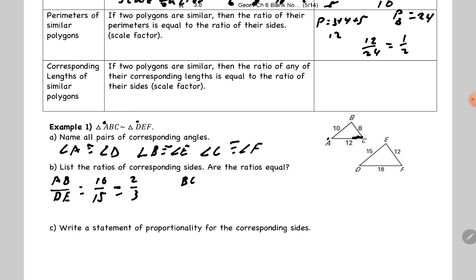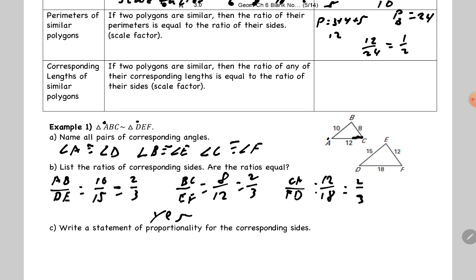Now let's look at the other sides, BC and EF, and CA and FD. Comparing the right side of the small triangle, which is 8, over the right side of the big triangle, which is 12, that is also 2 over 3. And then lastly, the bottom of the small triangle is 12, and the bottom of the big triangle is 18. That's also 2 over 3 if you divide by 6. So yes, the ratios are equal.